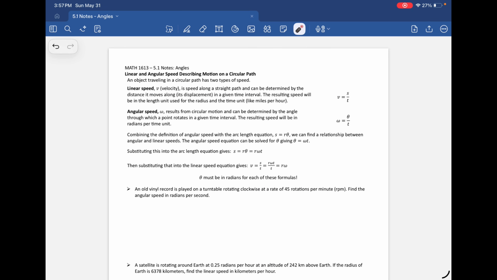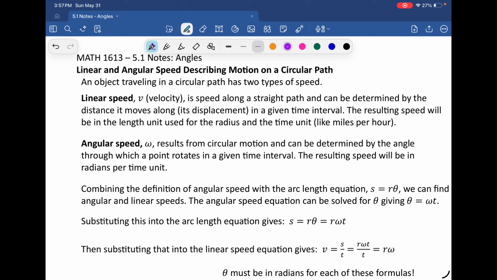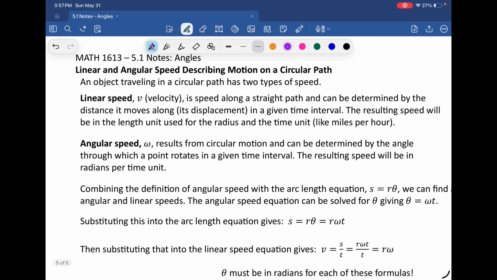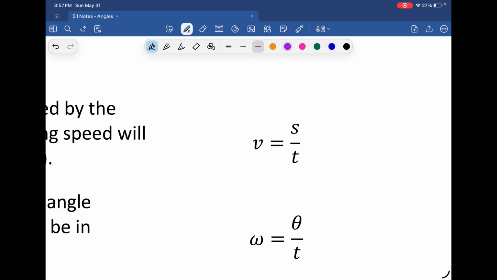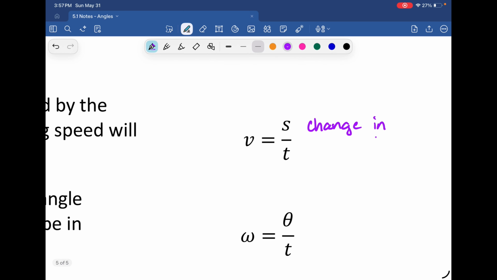All right, last little bit, linear and angular speed describing motion. So linear speed, velocity, is speed along a straight path and can be determined by the distance it moves along, the displacement, in a given time interval. The resulting speed will be the length in the time unit. So this is like miles per hour. So velocity equals s over t, change in position over change in time.